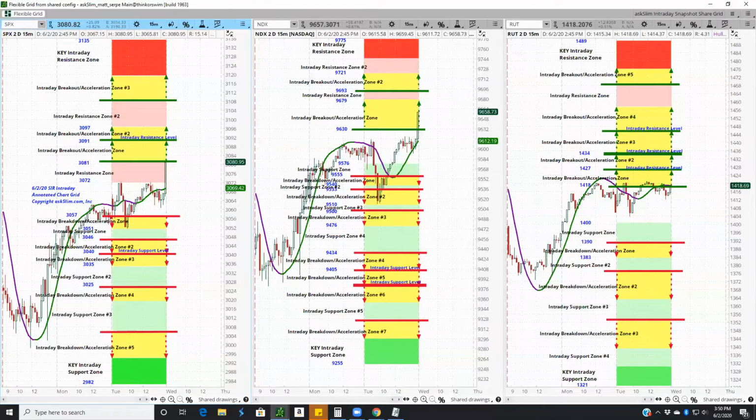All right, so we talked about this one from green to blue. I'm just going to mark that down.